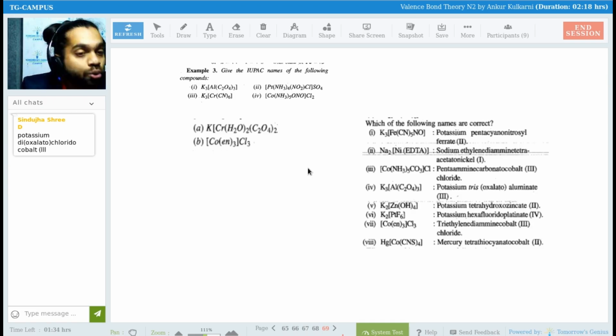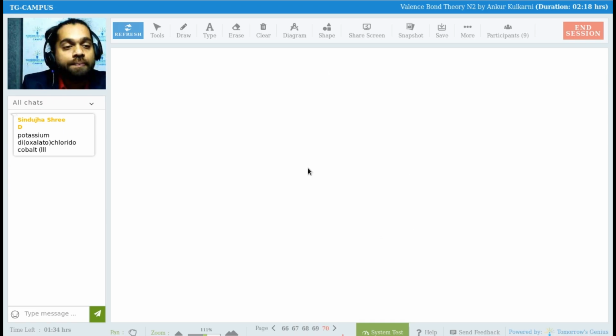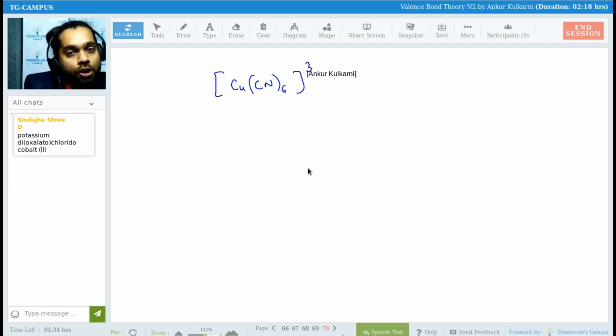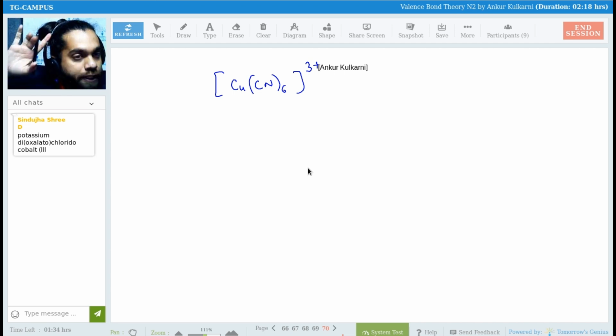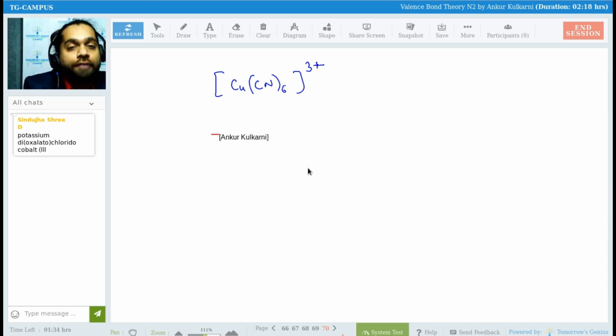Okay, now the one more rule, the last rule I want to tell you is when you have something like iron, for example, if I have something like CuCN6, let us say I have 3 plus, only this much, I do not have any counter ion. I have only this much, Prashanti. So what should I do? Okay, so write down the name according to our rule.